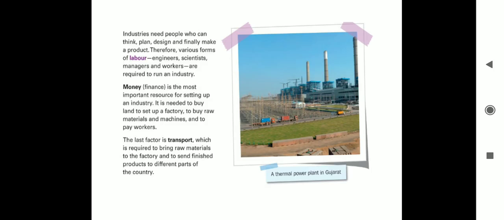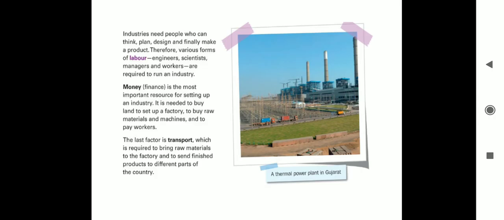Next is the money required. Money is the finance. That is the most important resource for setting up an industry. And the last factor is transport. Transport is needed not only to send finished goods to different parts, but even to bring the raw material to the factory.